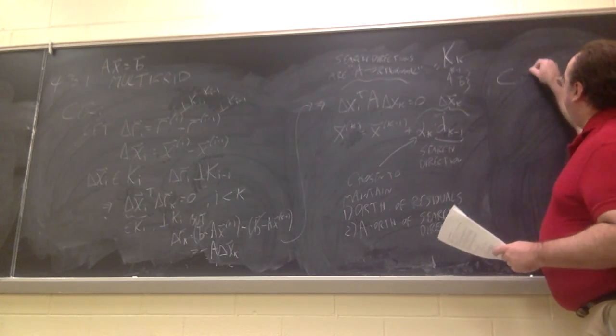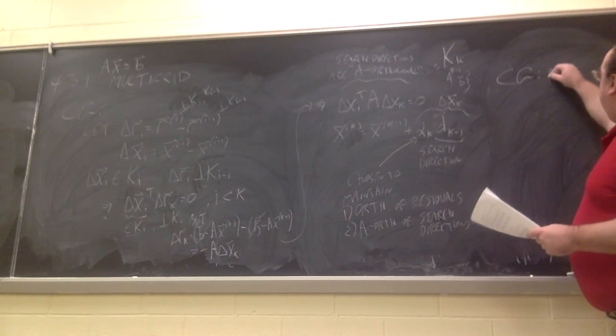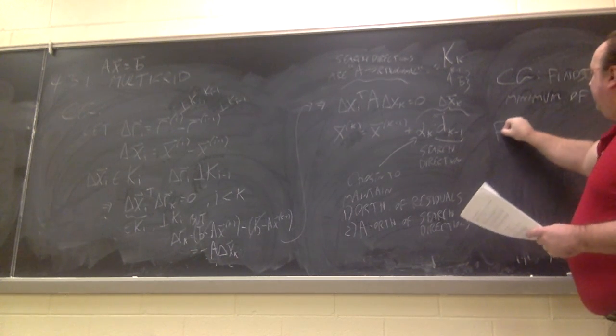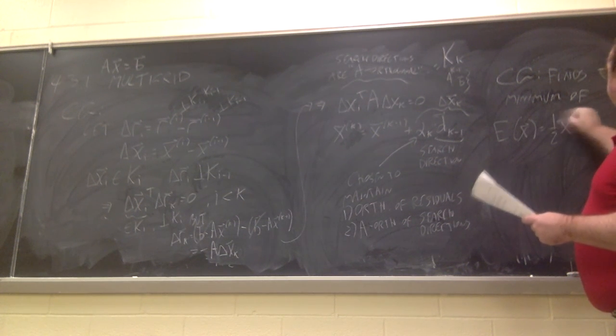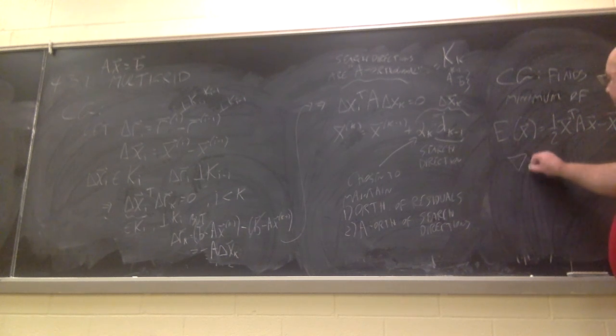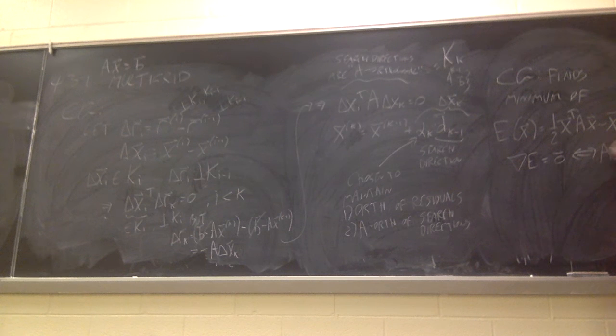Okay. So the last point I'll make is that conjugate gradient finds the minimum of this function, which I'll call E of x, is 1/2 x transpose A x minus x transpose b. Because if you take its gradient and set it equal to 0, it's 0 when Ax equals b. So the gradient is 0 if and only if Ax equals b. The Hessian is A, which is symmetric positive definite, which means it's a minimum. So steepest descent and conjugate gradient both work with this function. And conjugate gradient has a way of arriving at the minimum more efficiently by making sure that the search directions stay independent of one another.